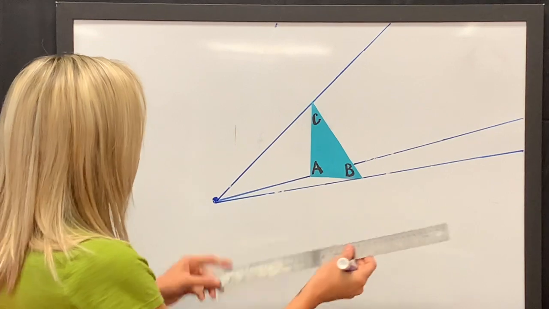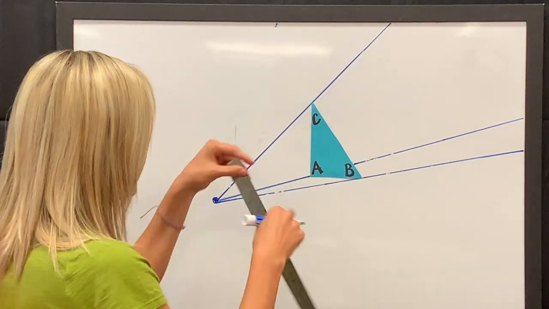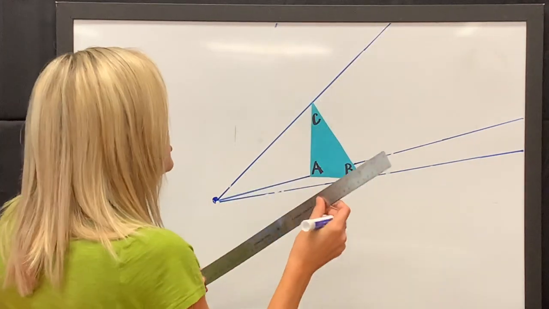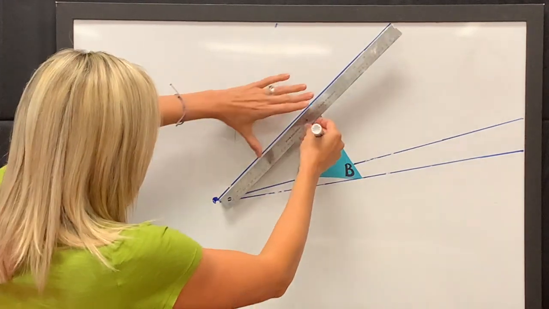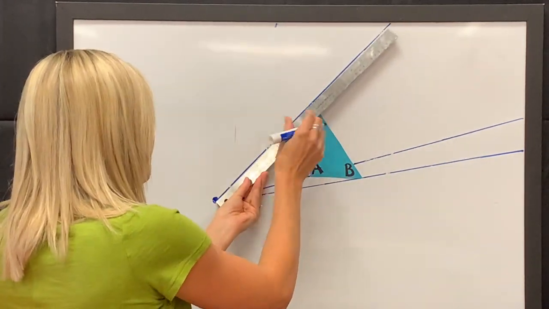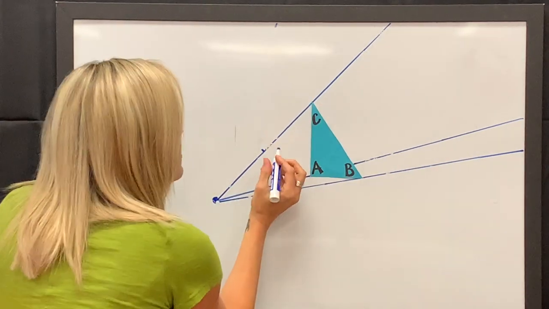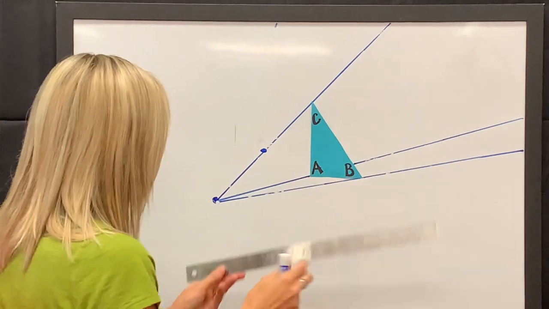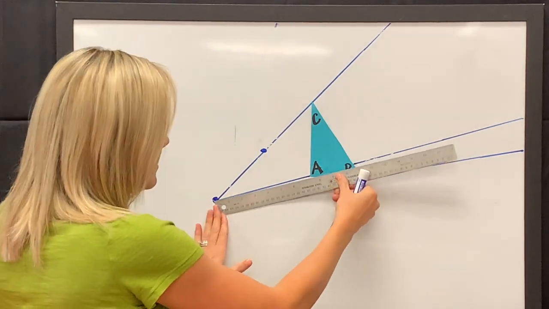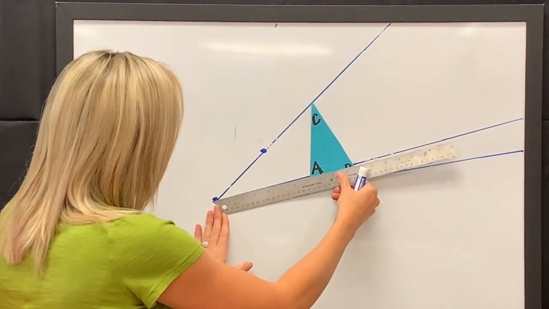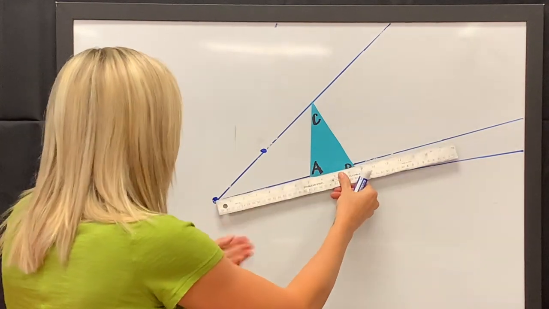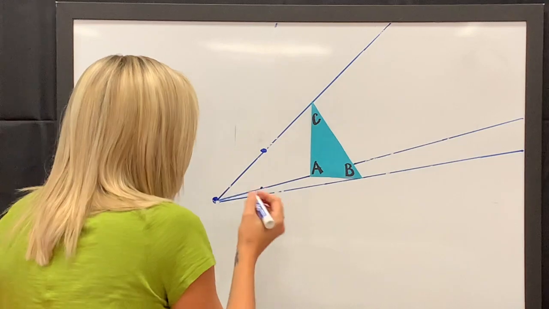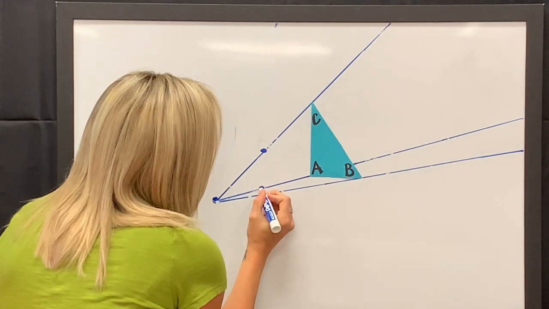From my point of center to C, it is 10 inches. So now C is only going to be 5 inches away, which is about right here. So this is where my new C is going to be. A is about 7 inches away. So this time my A is going to be 3.5 inches away, or right here.